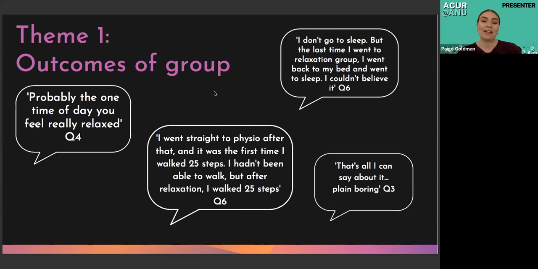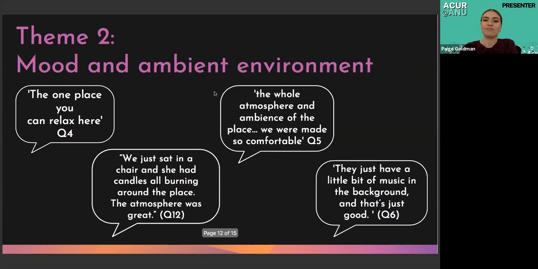And interestingly, relaxation group was also identified to have a positive impact on ability to engage in rehabilitation, with 1 participant stating, "I went straight to physio after that, and it was the first time I walked 25 steps." A common thread throughout the data was the expression of the positive impacts that were evident, even with participants who perceived themselves as finding it quite difficult to relax. Although the majority did report the impact of relaxation group being positive, it was not experienced by all, with 1 participant stating, "I was just bored senseless."